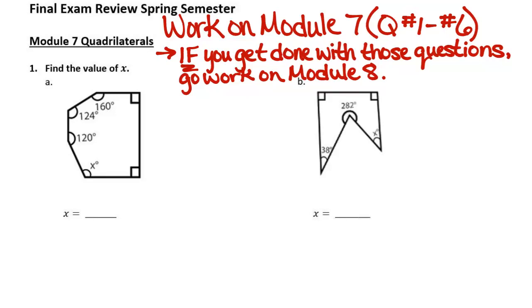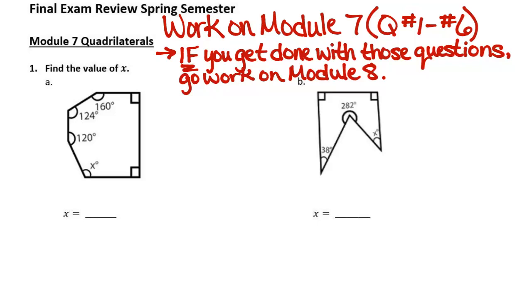All right, let's start talking about Module 7 questions. Number 1 has two parts, A and B. Which one would you guys like me to go over, part A or part B? Which one do you guys want to see? B, absolutely. We can do part B.